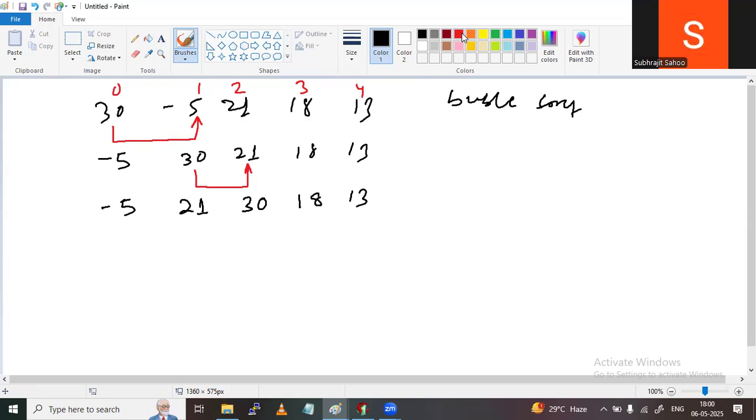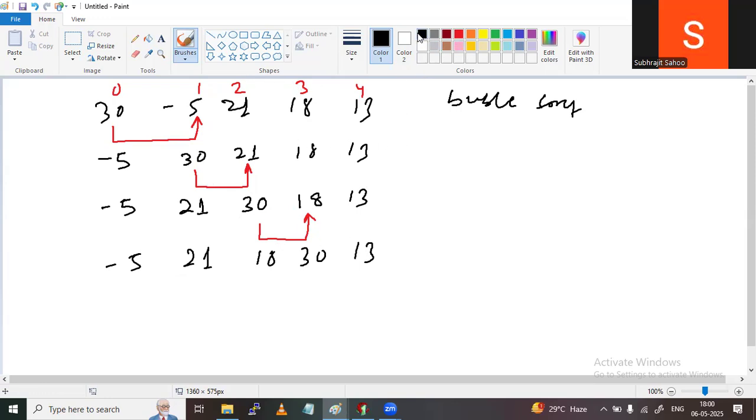Again, in the third attempt, what will I do? Index number 1, 2 is over, then I will check index number 2 with 3. Is it required to swap? Yes, sir, again it is required to swap. Minus 5, 21, 18, 30, and 30. So 2 to 3 is over.